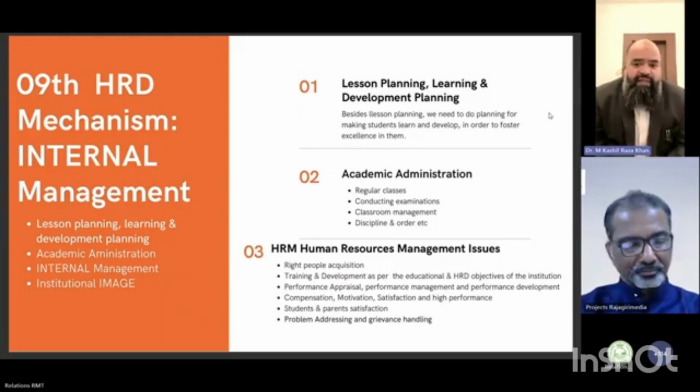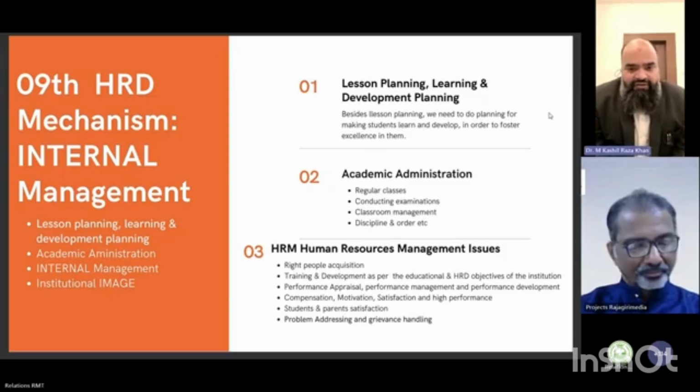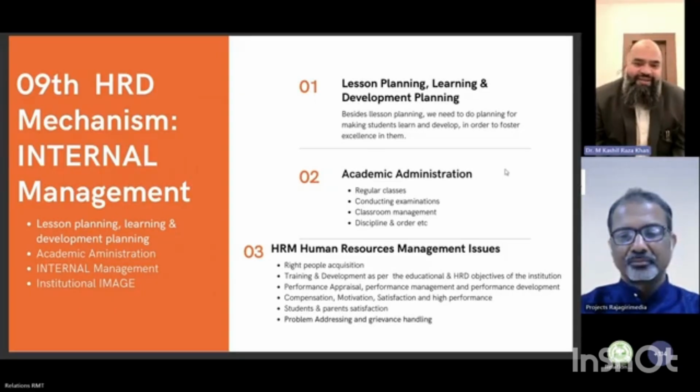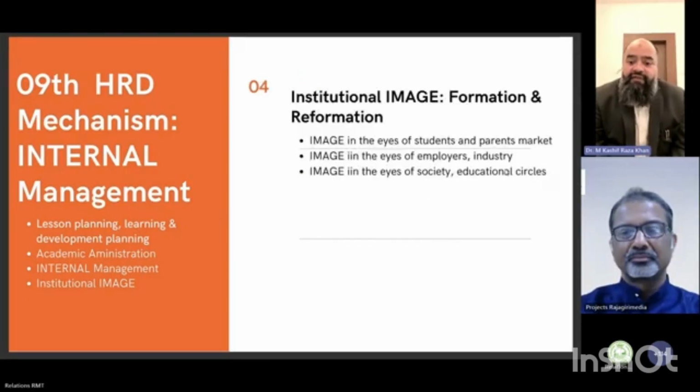If we have developed the right indicators of performance appraisal, then we would finally achieve better performance by our teachers. I would want to make it concise. It requires details, but time is not allowing me. Next, the important issue is compensation, motivation, and performance development again for teachers.